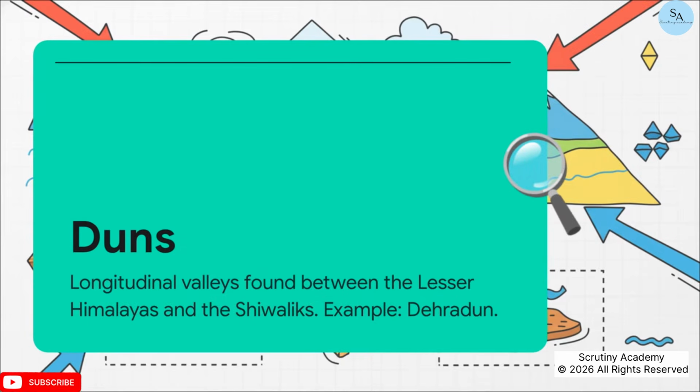So what exactly are dunes? Listen up, because this is a super common one-mark question. They're just the long valleys that lie between the Lesser Himalayas and the Shivaliks. And of course, the most famous example is Dehradun. That's easy marks right there.